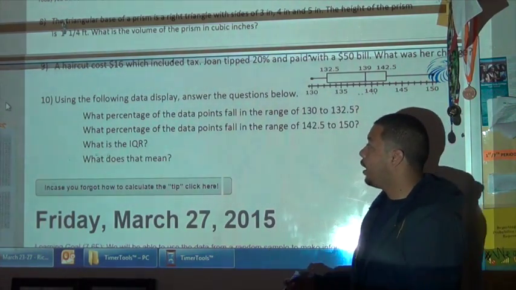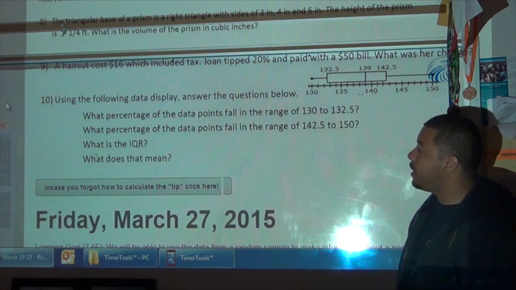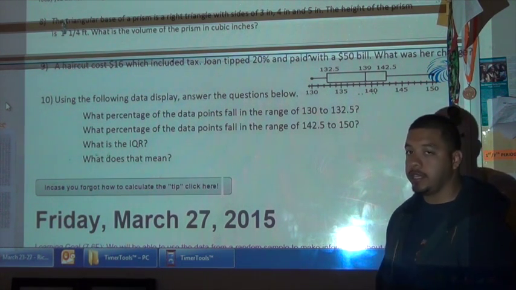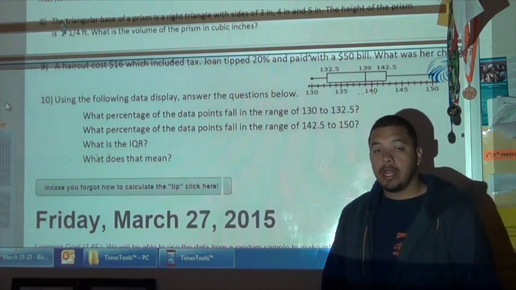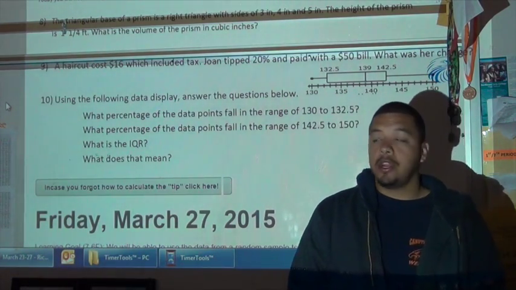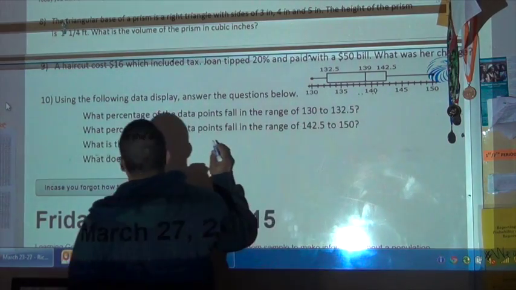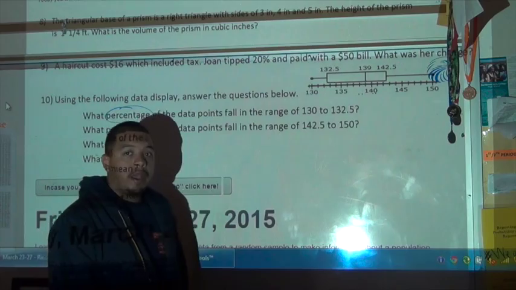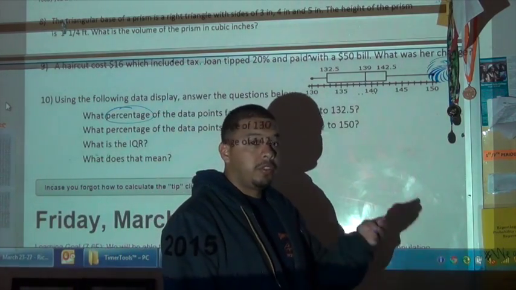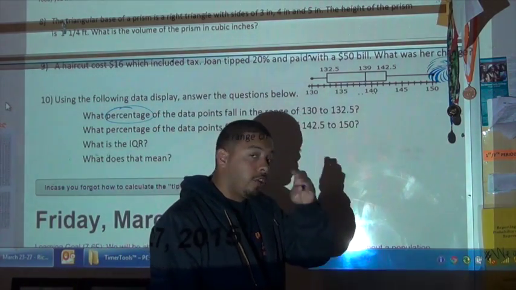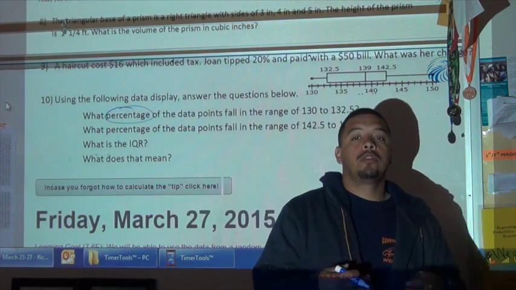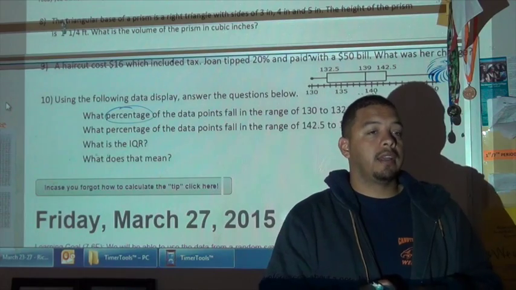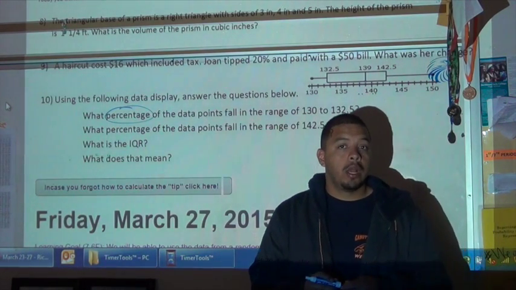Okay, so the first question asks, what percentage of the data points fall in the range of 130 to 132.5? Now, here you're dealing with percent. So I know I'm going to compare the range to percent. And there, you can do this several ways. The most comfortable way for me to do it, and I've been teaching it to you as well in class, is through proportions.